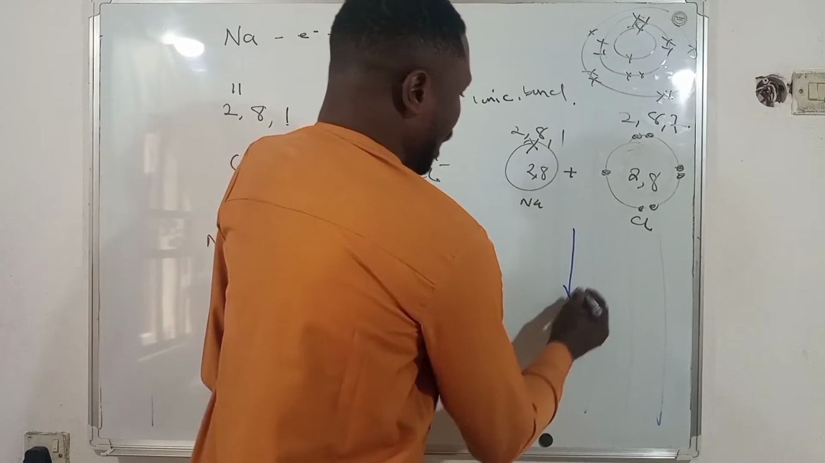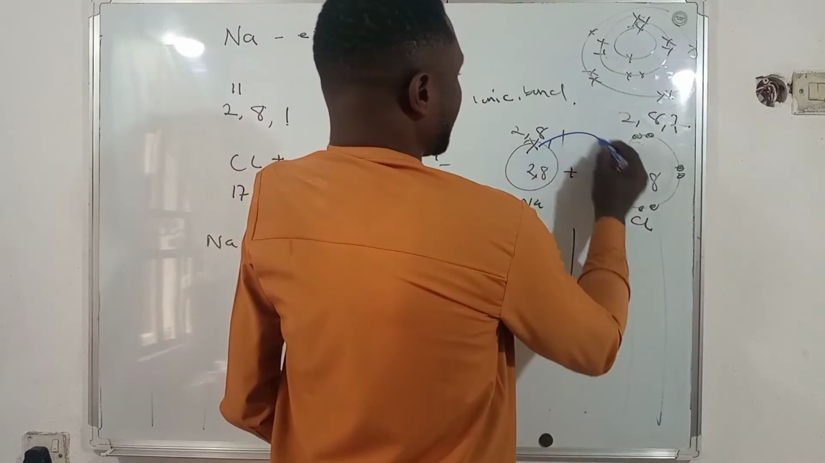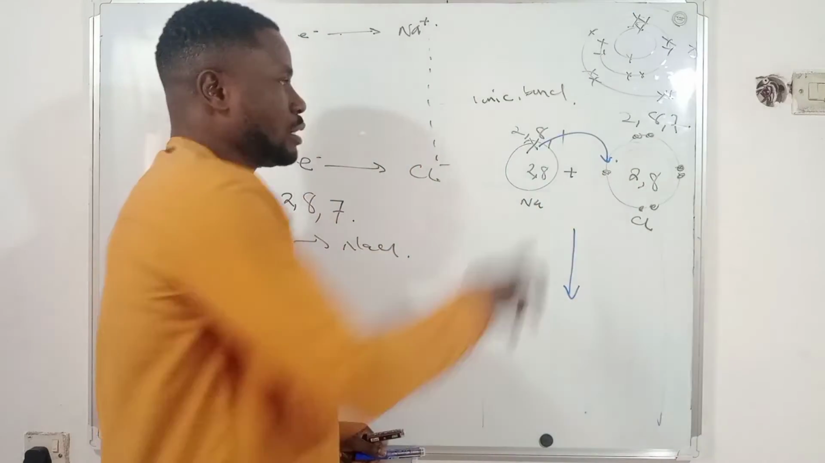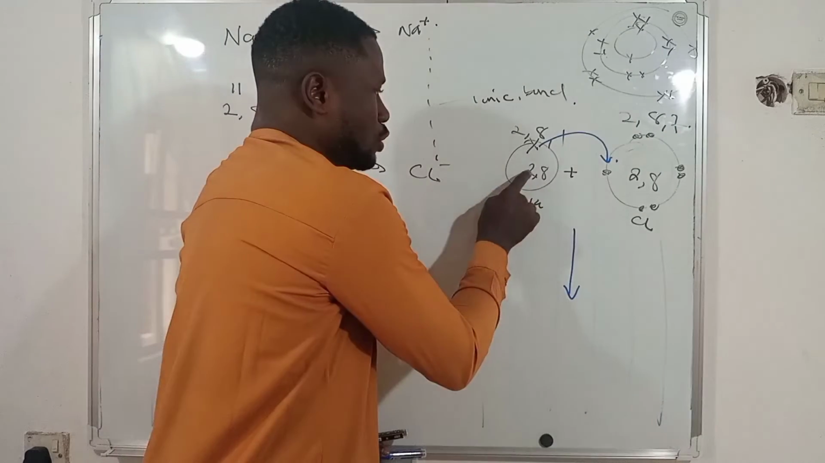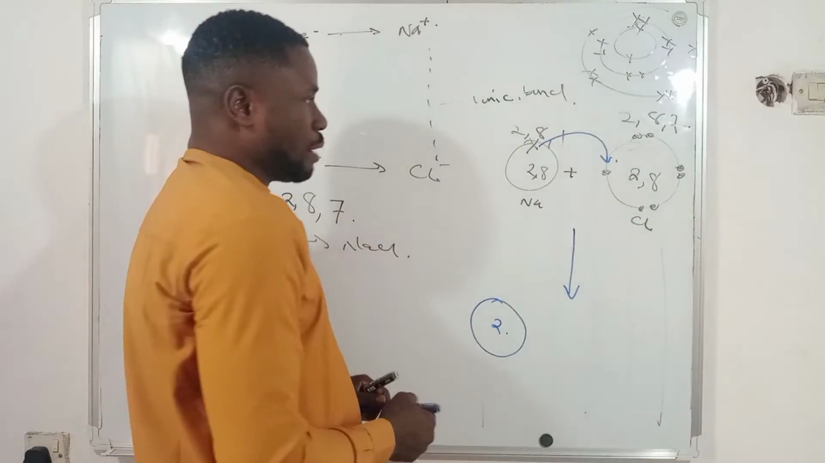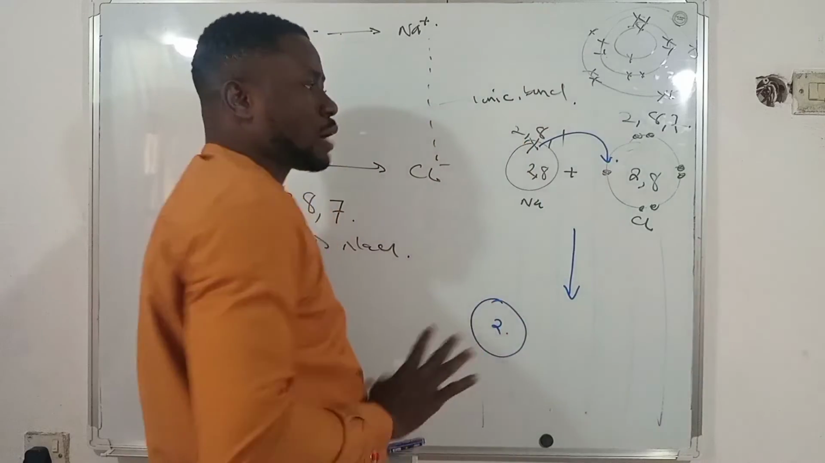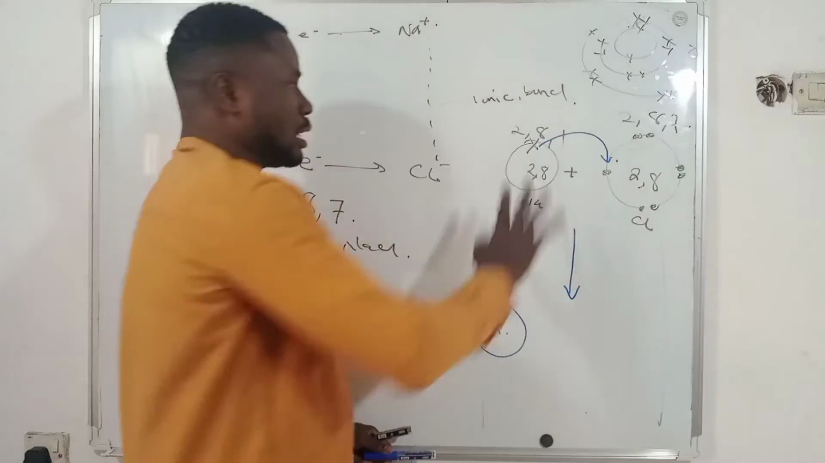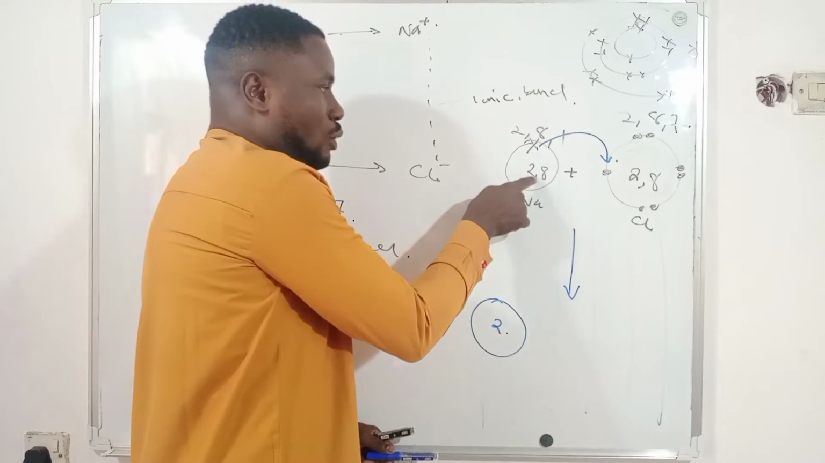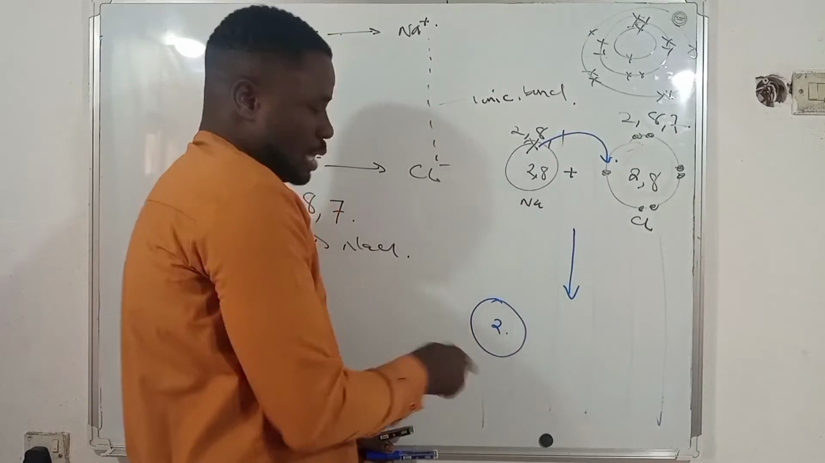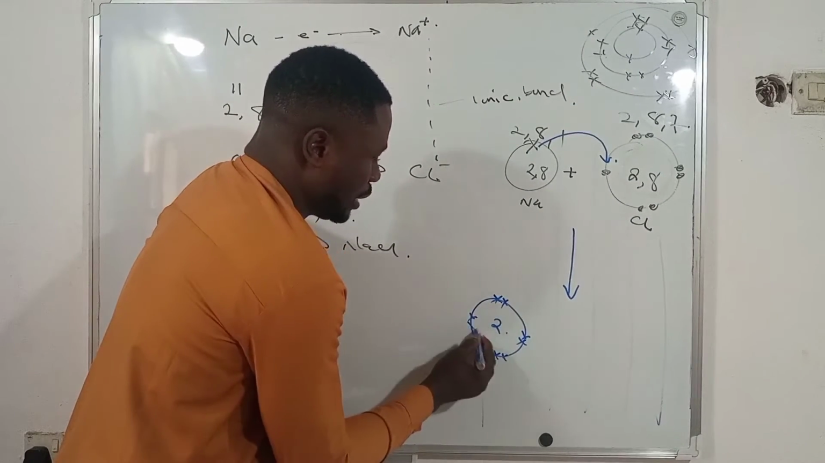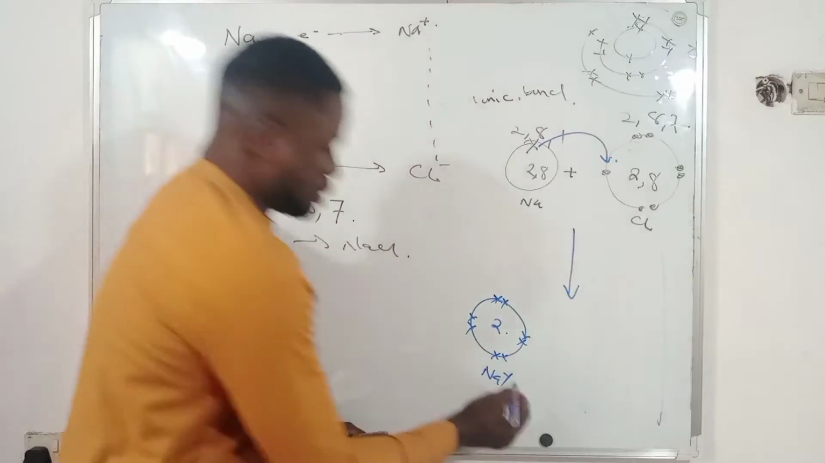At the end, there will be a transfer. This electron will be transferred to this point, and once that electron is transferred, this shell will no longer exist. We'll have only 2 shells, 2 and 8. The shell that had a single electron will be vacant, and we do not represent a vacant shell. So the first shell is 2, and the outermost shell will now be 8. Of course, this is what we call the sodium cation, sodium plus.